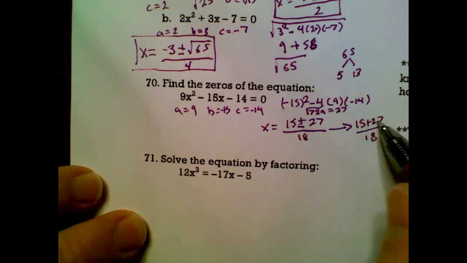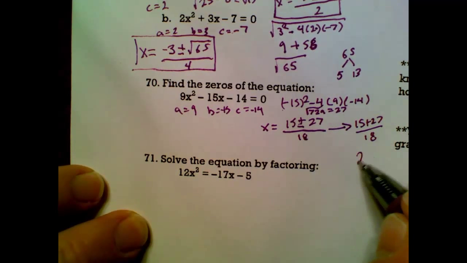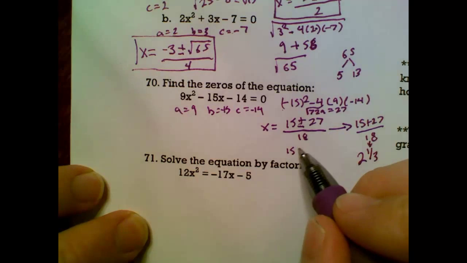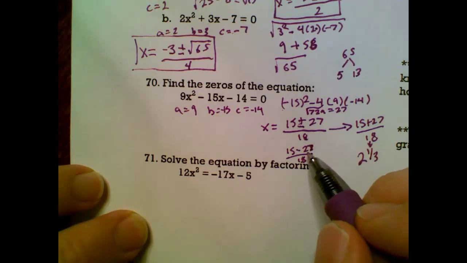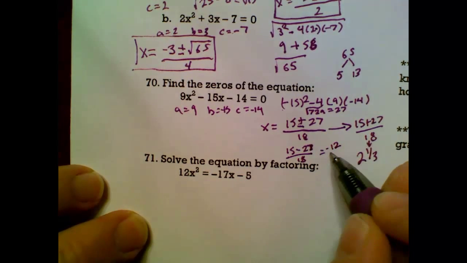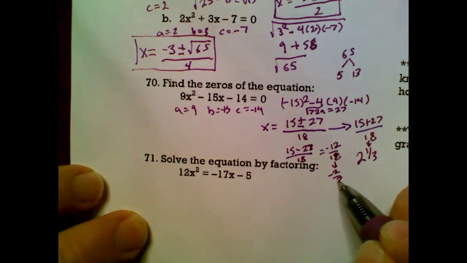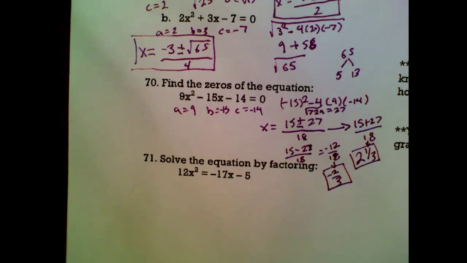That's doing the plus. 15 plus 27 is 42. 42 divided by 18. So we got 2 and 1/3 for this. Okay, that's one solution. And we're going to do the minus. So 15 minus 27 all over 18. 15 minus 27 is -12 over 18. 12 over 18 is -2/3. So our 2 solutions are -2/3 and 2 and 1/3. Those are our 2 solutions for this.